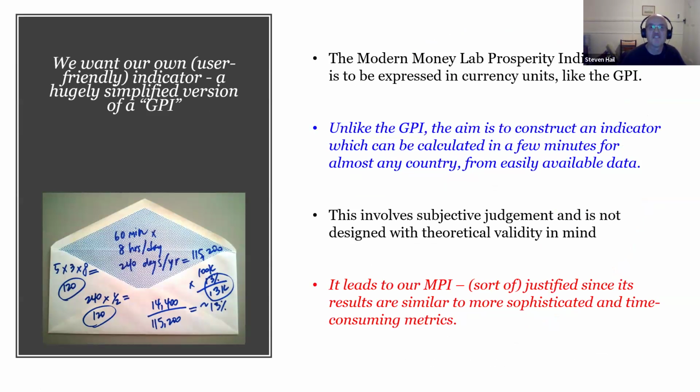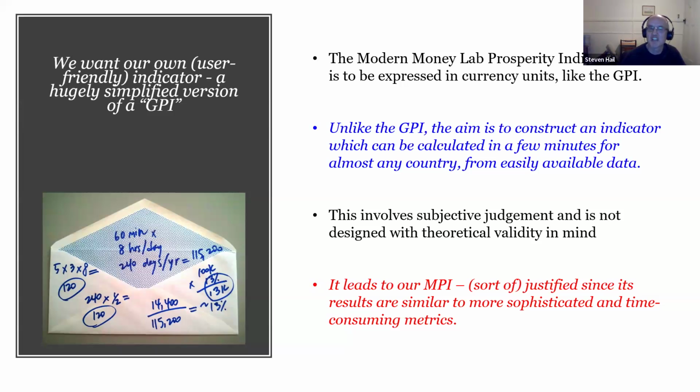We want our own very user-friendly indicator. I want a statistic which I can calculate based on easily available, already published data, because I don't have huge resources behind me, to produce a hugely simplified version of a GPI where I could do 4 or 5 countries in a day easily, but where my Modern Money Lab prosperity indicator, or MPI, if that's what we're going to call it, will give the same sort of result that you'd get from doing a more complicated GPI study. So that's what I'm looking at here.